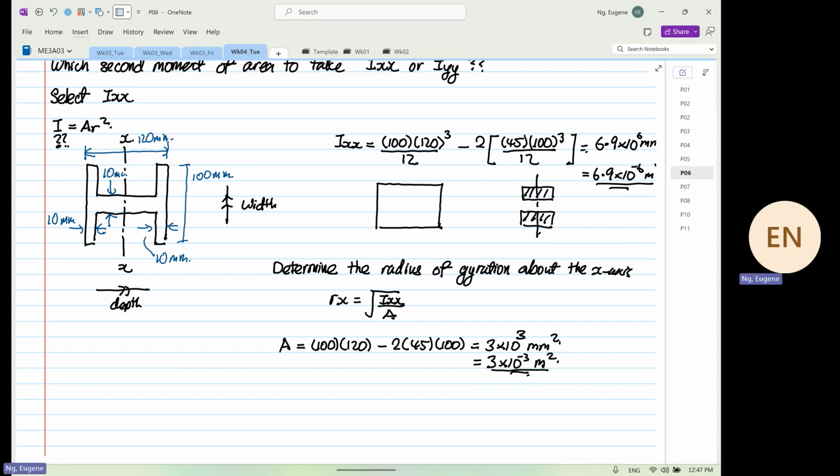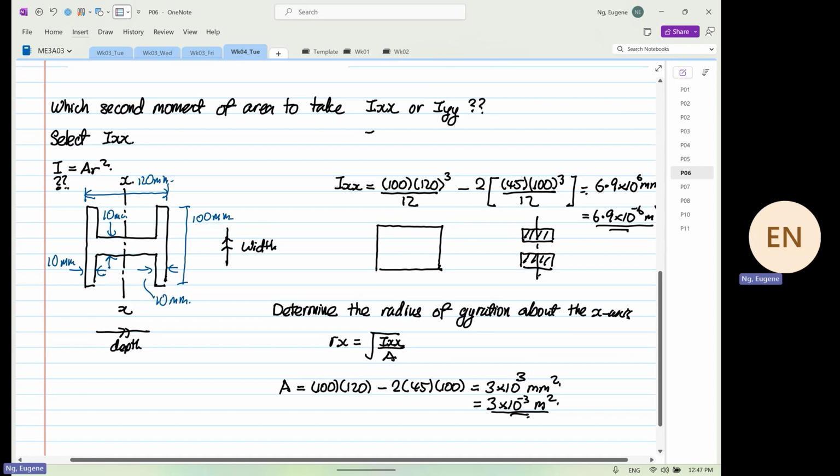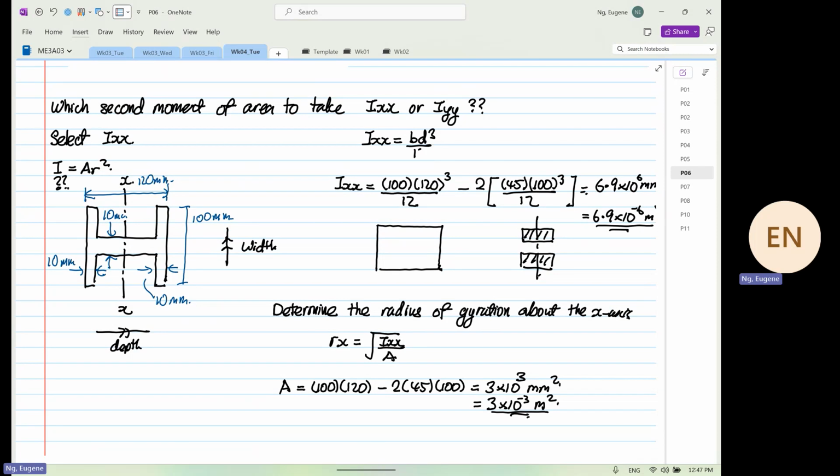So the general formula, I do apologize, I should not skip step. You all know that Ixx is equal to BD cubed over 12 plus A times capital Y bar minus small y bar squared. Yes or no? But because the centroid for the rectangle and for the portion that we remove are the same position, that's why this is equal to 0. Are we clear?